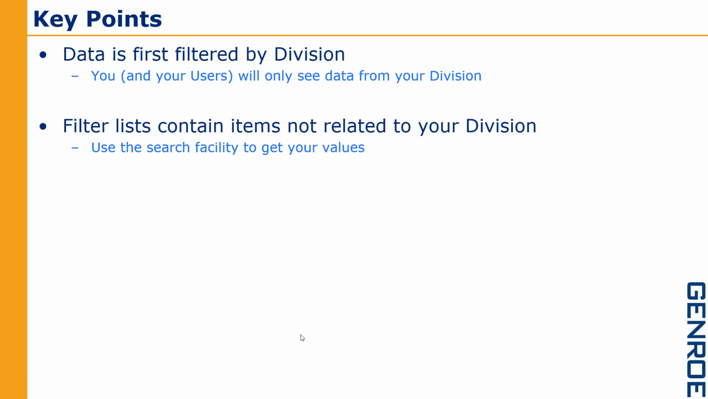So just as a reminder, there are a couple of key points out of this short video. The first is data is filtered first by division, and you'll only see data from your division. If you try and filter on other divisions, you won't see any data. The second is that the filter lists contain items not necessarily related directly to your division, so you'll need to often use a search facility to find values for your particular group.